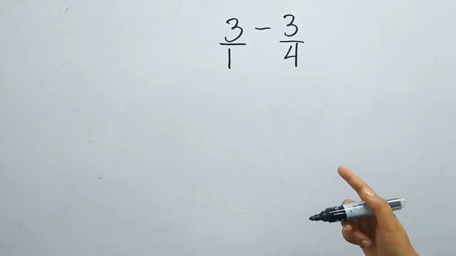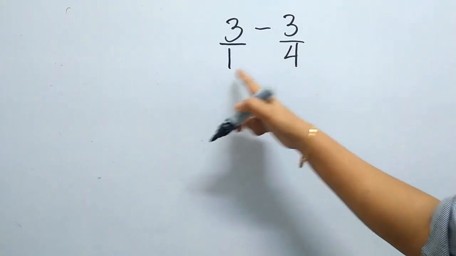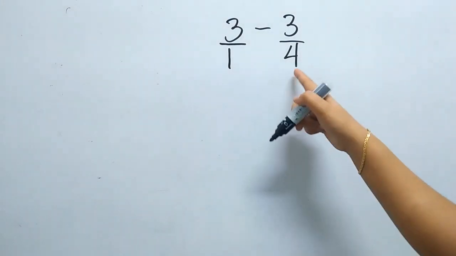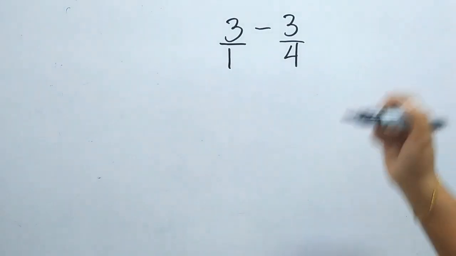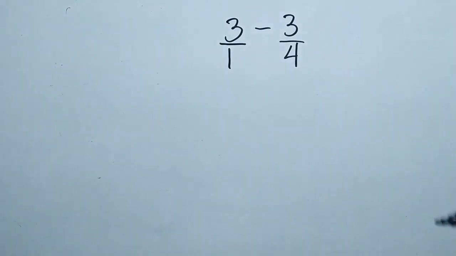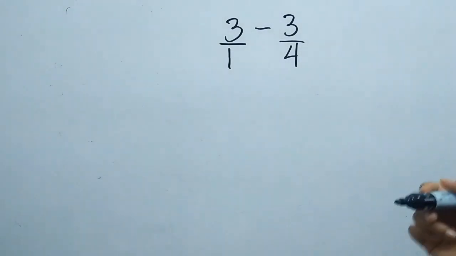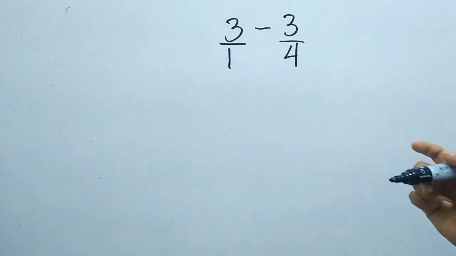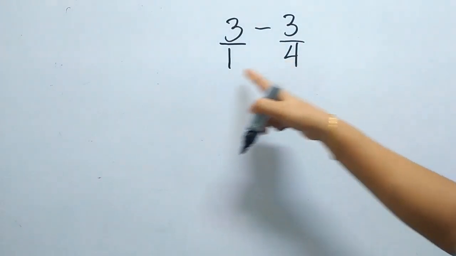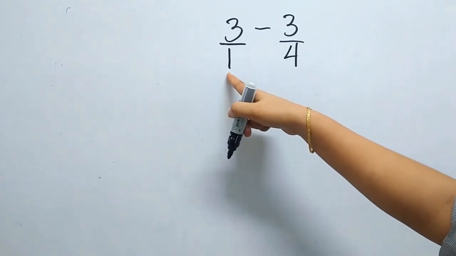So as you can see, the denominators are 1 and 4. We cannot subtract because they have different denominators. So what we are going to do is to make the denominators the same. How are we going to make the denominators the same? We're going to think if 1 we can make into 4. Can 1 become 4? Yes.